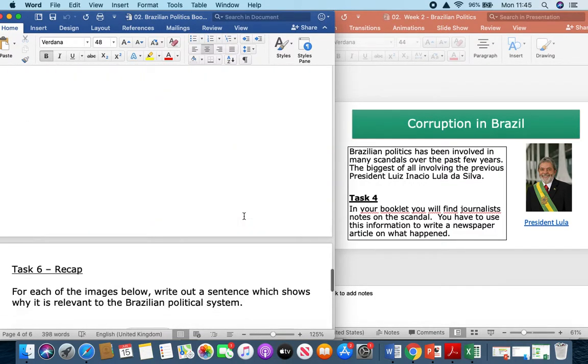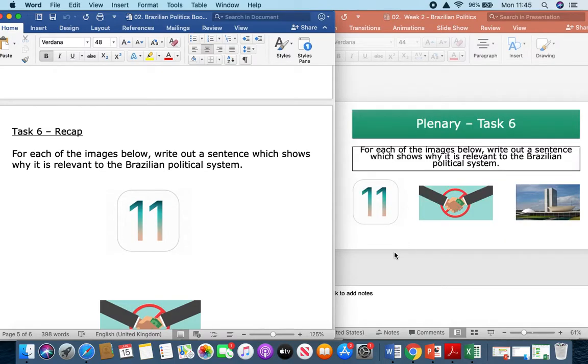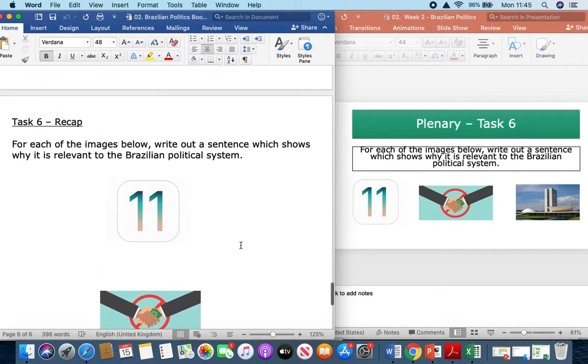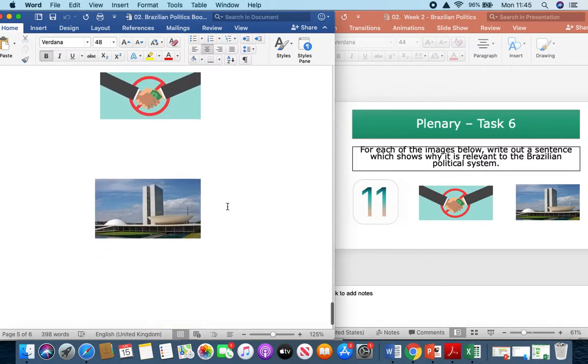The last thing is your plenary task. There are 3 pictures. For each image below, I want you to write out one sentence which explains why it is relevant to the Brazilian political system. So there's your 3 pictures. Why are they important? How are they relevant? Write out a sentence. Pretty much it, guys.